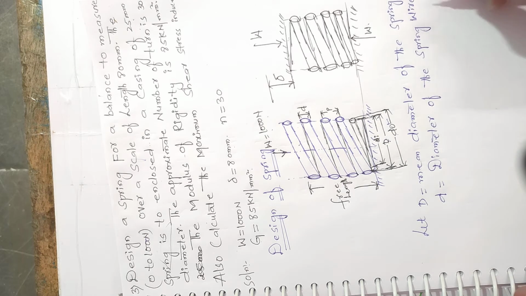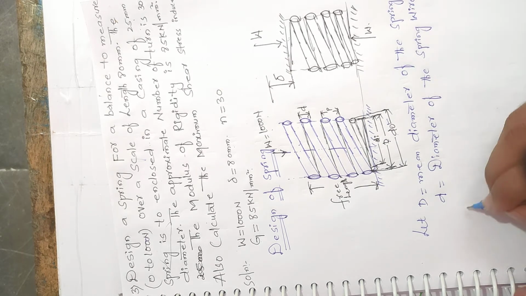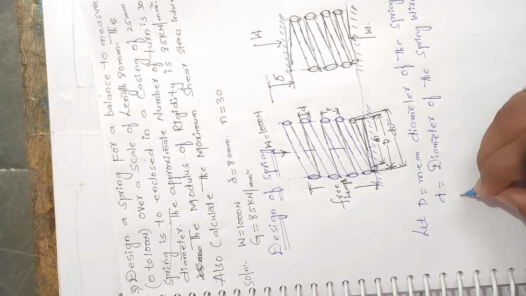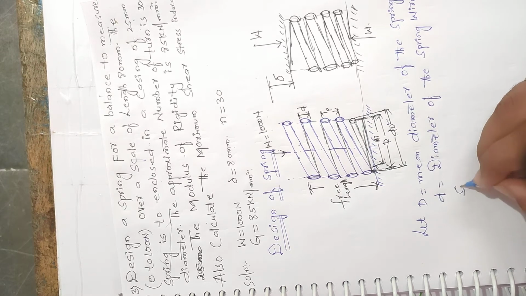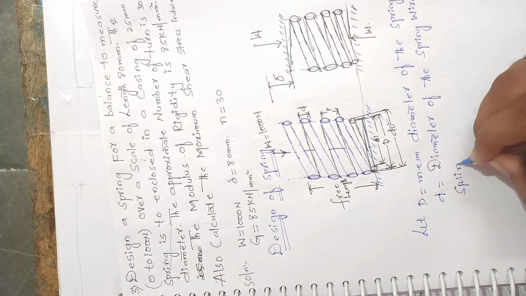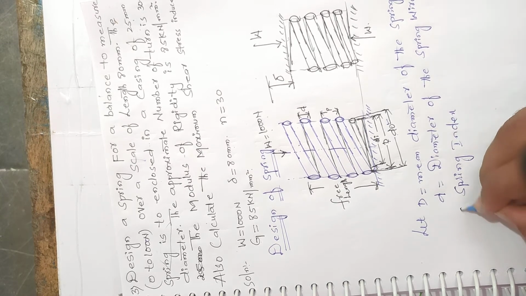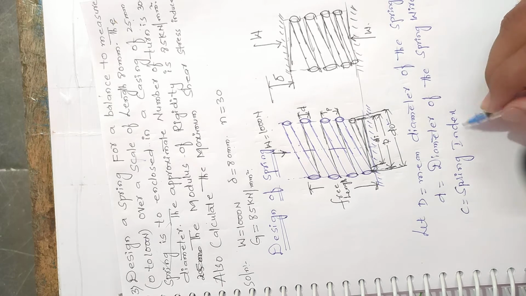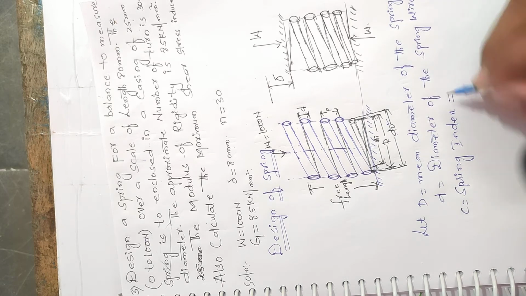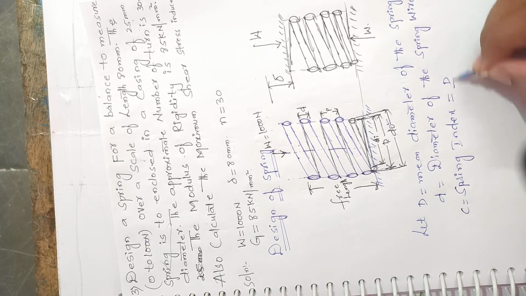If you want to find out the spring index, you can easily find out. So which formula are you using here? C is equal to, the spring index is nothing but the mean diameter of the coil divided by the diameter of the wire.